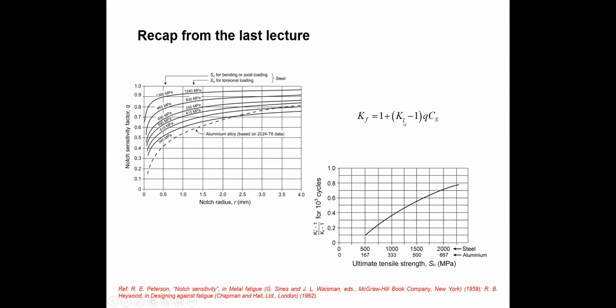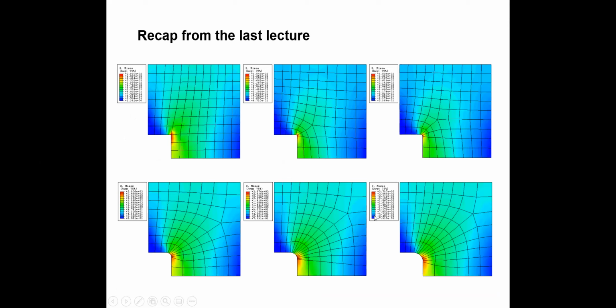So we can find out the Kt, q, Cs, normally the service factor, and you can find out Kf. Using that Kf value and the ultimate tensile strength, you can find the Kf dash. So that's the way. If you change the pillar radius, you can see how the maximum stress around the stress raiser varies. So there is a critical size. You can't put any size for the pillar, so you need to select the optimum size.